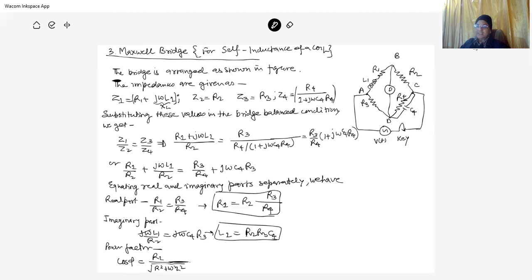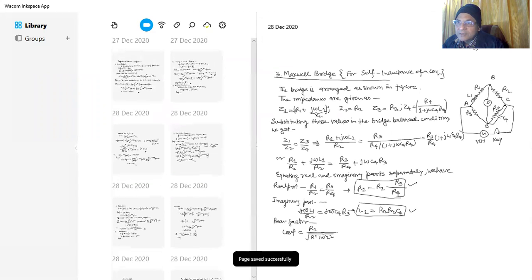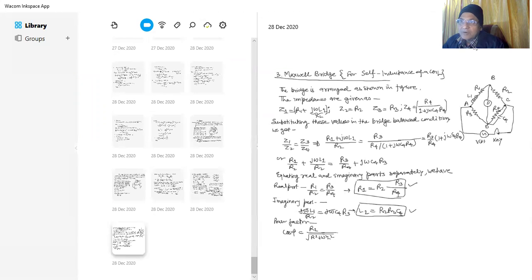Again, equating the real part and imaginary part, by the real part we get R1 is equal to R2 R3 upon R4, and from the imaginary part we get L, the self-inductance of the given coil, L1 is R2 R3 C4, and cos phi is the power factor of this one. So in this way, we have three bridges, that is the Wien's bridge, the Schering bridge, and the Maxwell bridge for the discussion of the day.